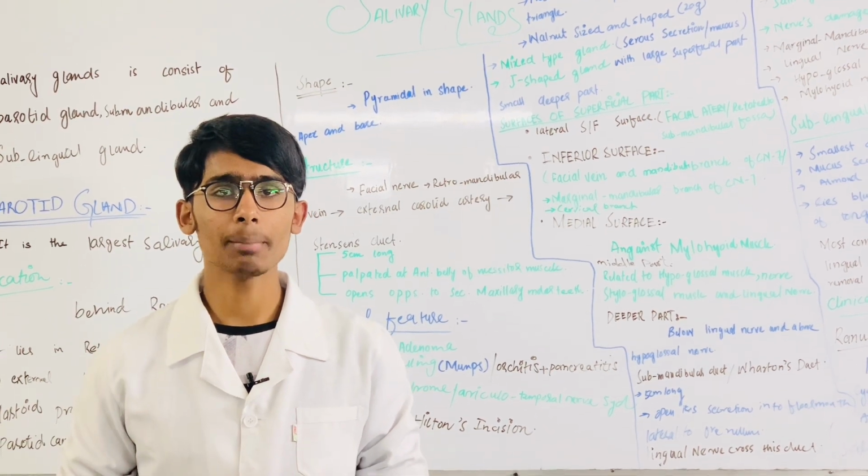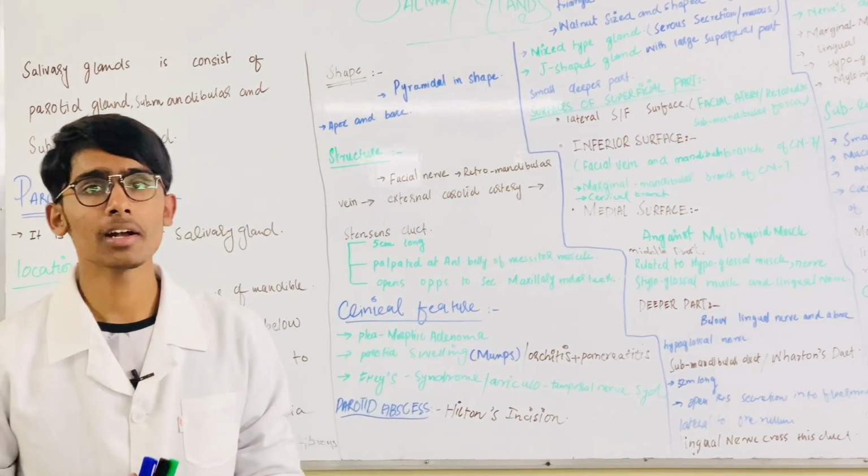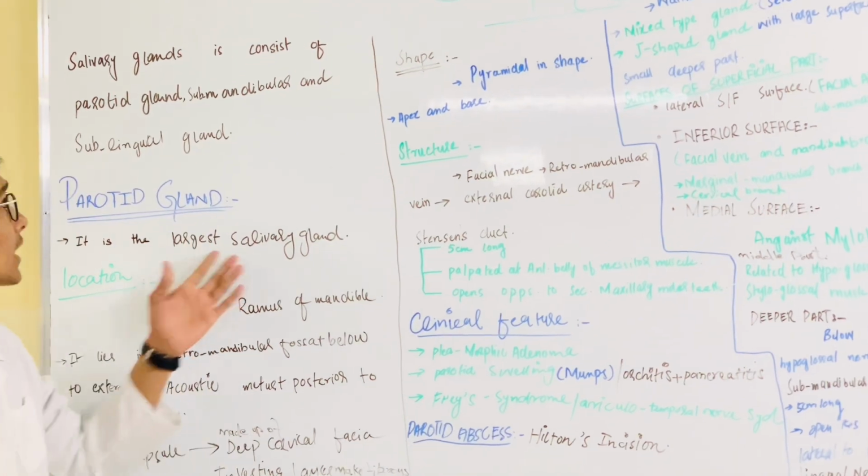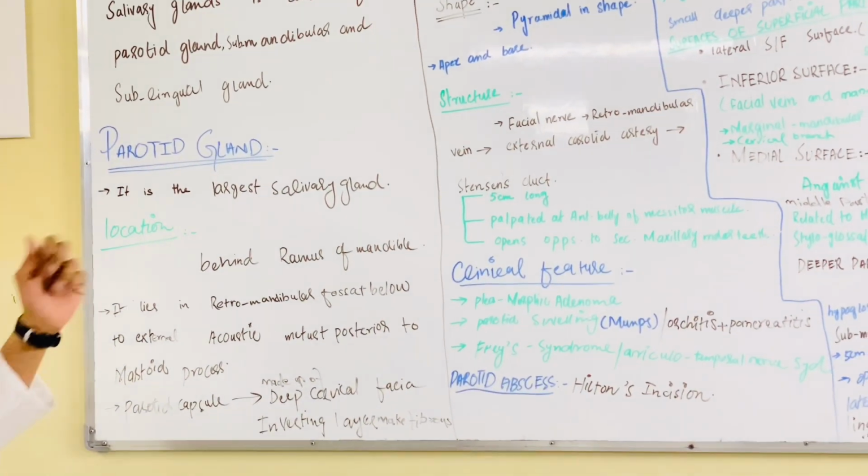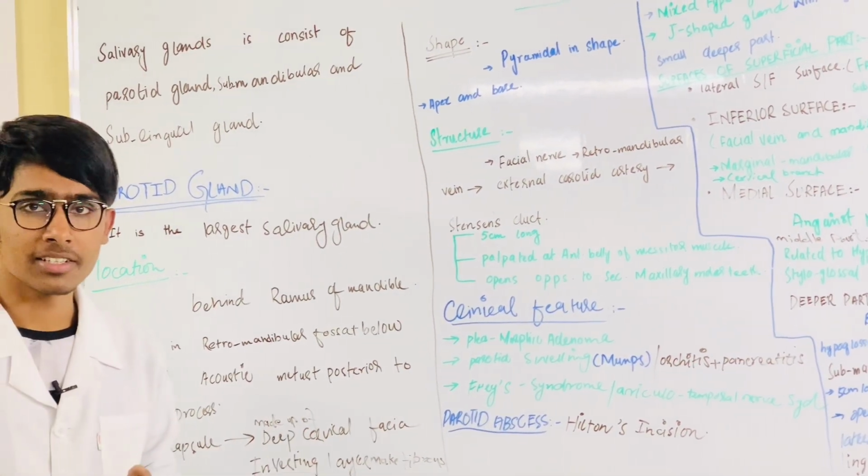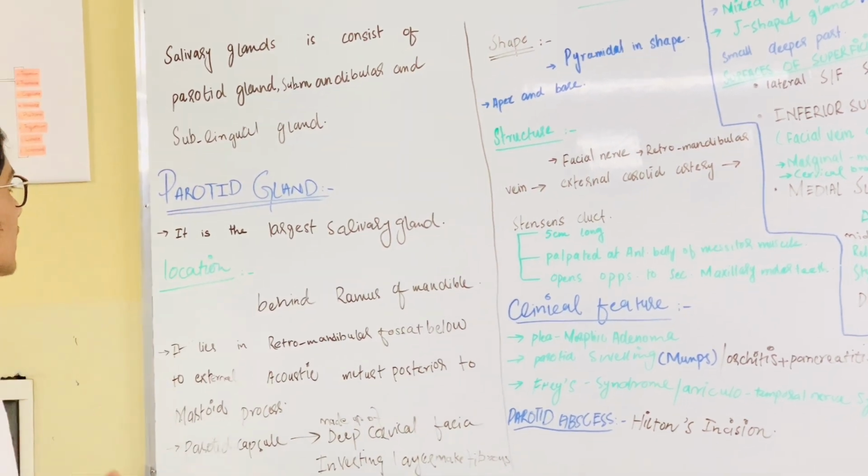Today the topic of my presentation is salivary glands. There are three salivary glands: parotid gland, submandibular gland, and sublingual gland. Now let's discuss in detail the first gland, the parotid gland.